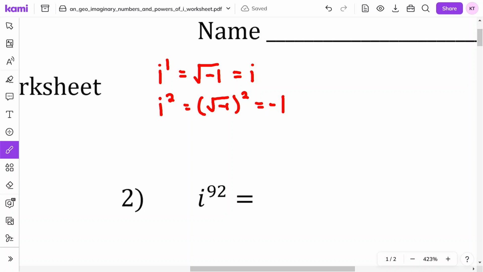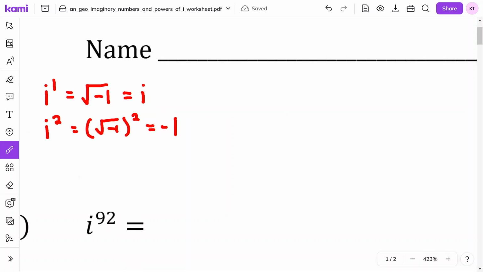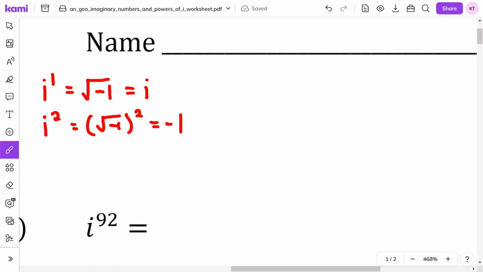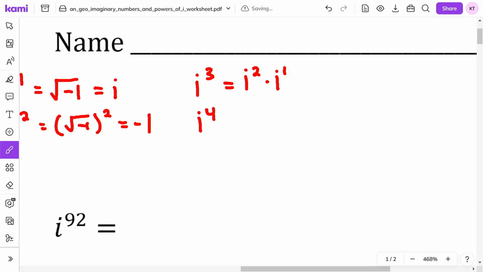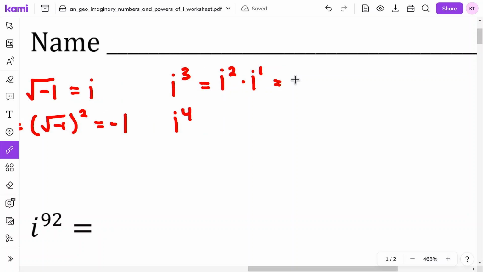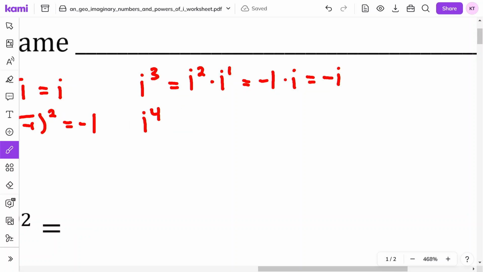-1. Now, the other two powers that we're going to need to know here are i to the power of 3 and i to the power of 4. So i to the power of 3, we can break down as i to the power of 2 times i to the power of 1. Just like we mentioned, i to the power of 2 is equal to -1, and i to the power of 1 we can just write as i. So -1 times i gives us -i. So i to the power of 3 will be equal to -i.